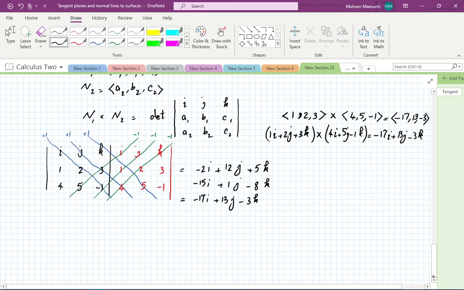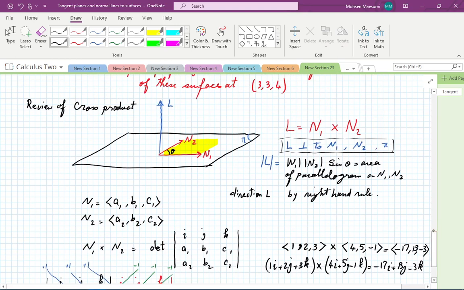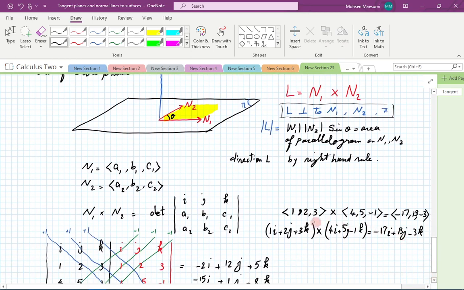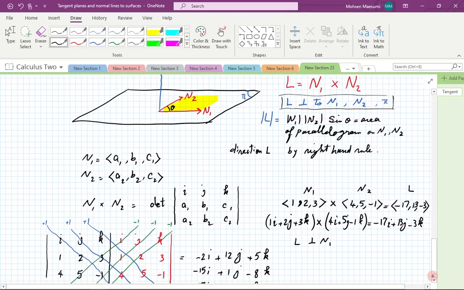Okay, issue number one, we did a quick review of cross product. Now, with respect to these properties, that this vector is perpendicular to both of these things. How do we know that? How do we know that something is perpendicular to something else? Well, the easy way of doing that is to check with respect to dot product. So let's consider this one N1, this is N2, and this is L. We are saying that L is perpendicular to N1. How do you know that? How do you check that?